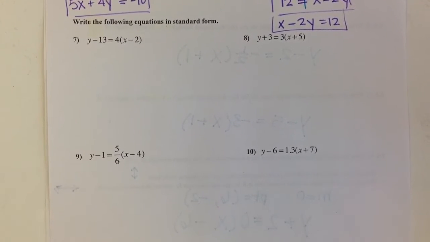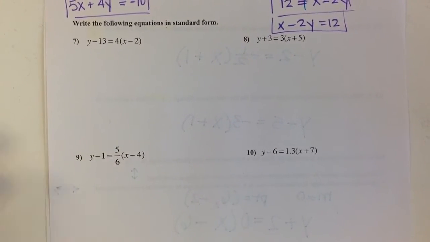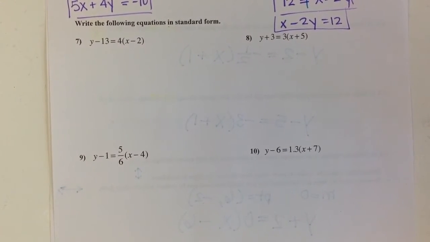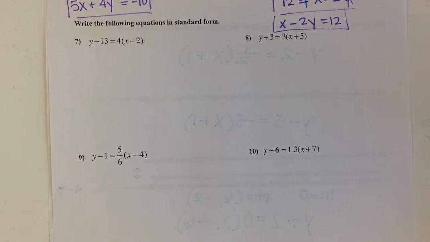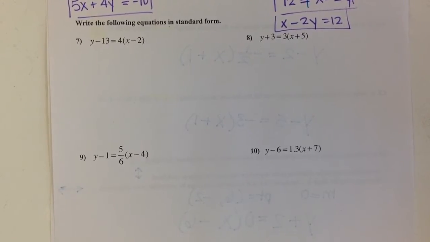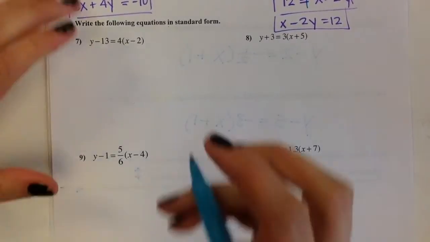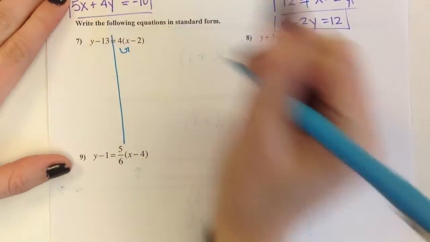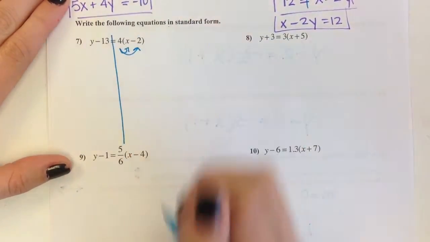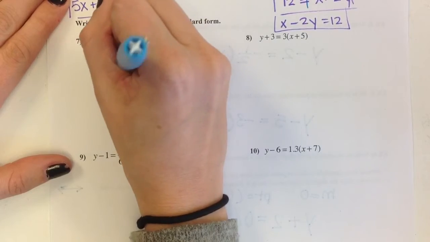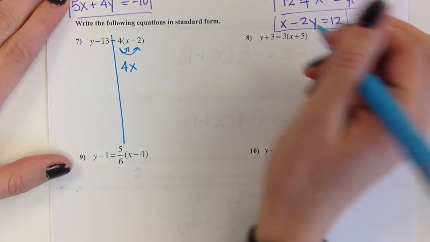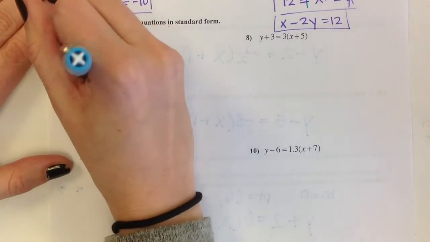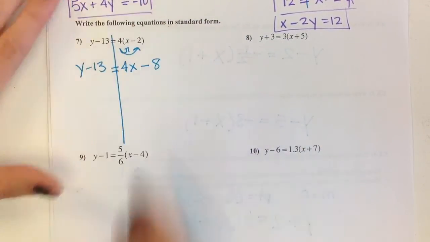Just looking at one more basic one, y minus 13 equals 4 times x minus 2, putting it again in standard form. So we don't have fractions, but I do need to get rid of the parentheses. So I have to take the 4 on the outside, multiply it by each term on the inside. 4 times x is 4x. 4 times negative 2 is negative 8, so minus 8. Bring down the y minus 13.